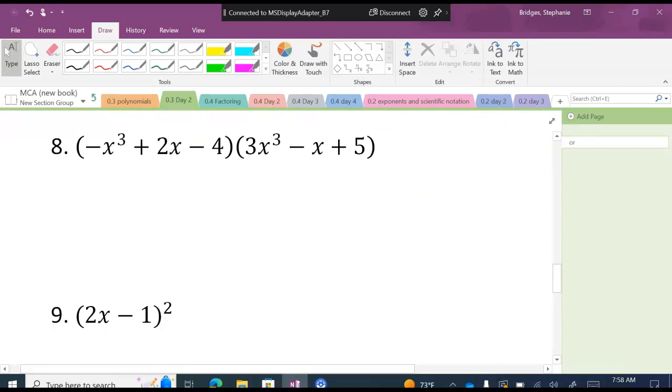Try 8. Then 9 will be our last one, but I want to talk about 9 because there's a mistake people make with that one a lot. But 8 is just another practice on 303 because it is a lot of terms. It's not that it's hard. It just gets a little confusing. When you multiply out 3 terms by 3 terms, you end up with 9 terms that you got to keep straight and add together and all that fun stuff.